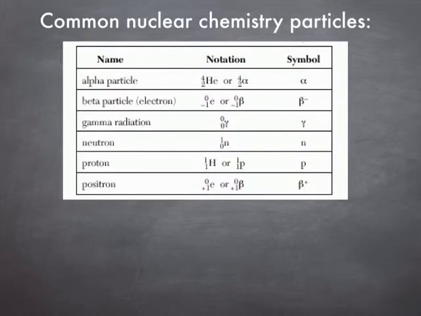If you think back to your chemical notation that we learned about earlier in this course, then you know that the 4 is the mass and the 2 is the atomic number. So a helium nucleus would have 2 neutrons and 2 protons, and therefore would have a mass of 4. The alpha particle is exactly the same, it's just a slightly different notation. Either one of these is acceptable, but you have to be able to recognize both.